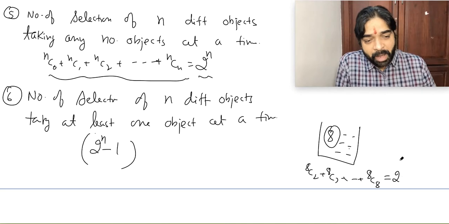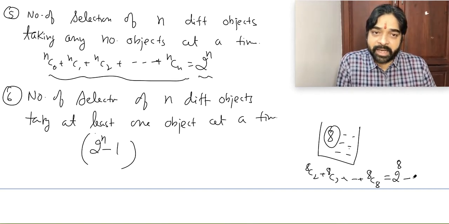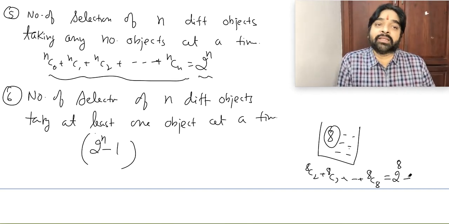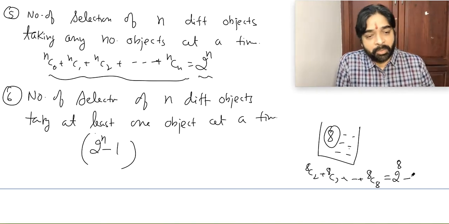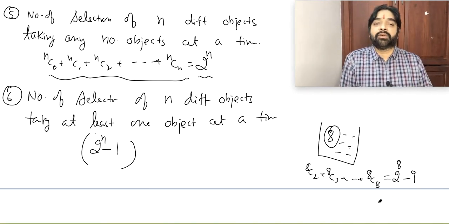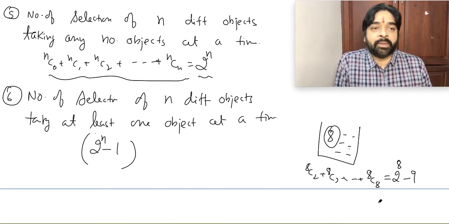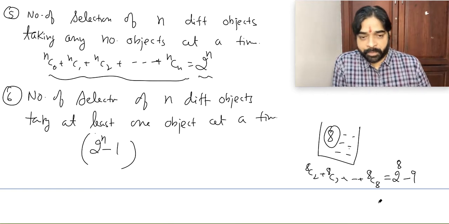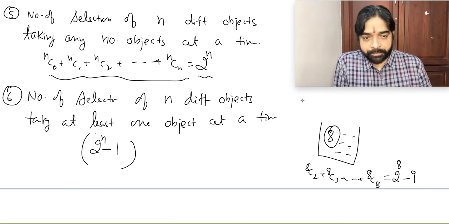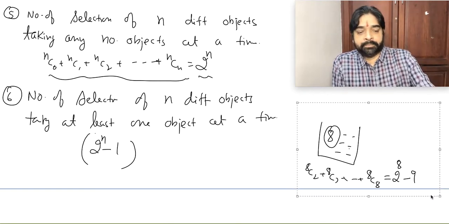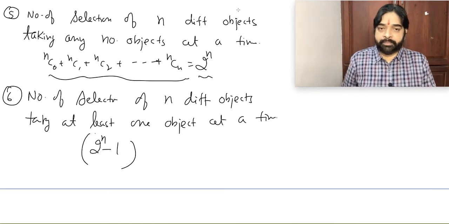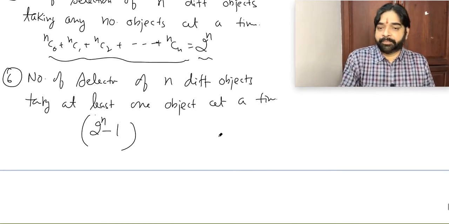We'll say 2 power 8 minus 8C0, which is 1, minus 8C1, which is 8. So minus 9. Did you understand the point? Clear to everybody? Okay. Coming to the next.